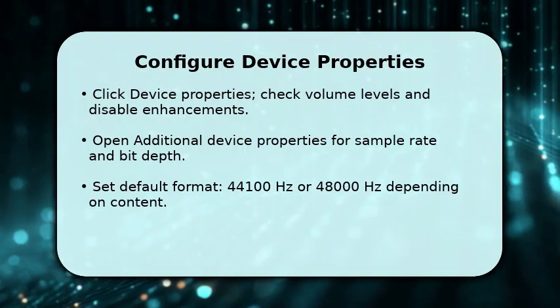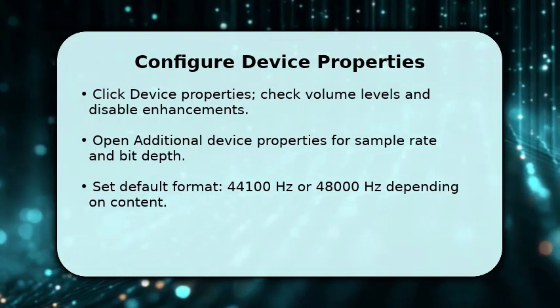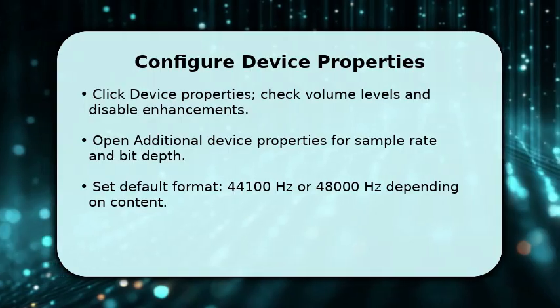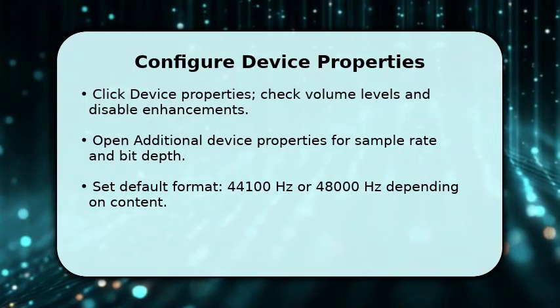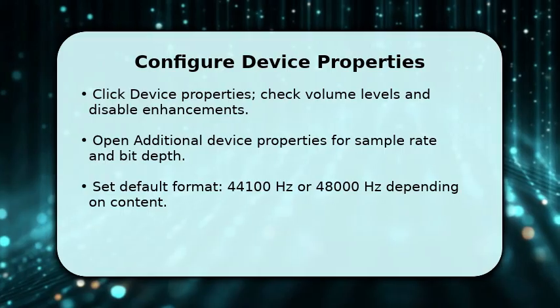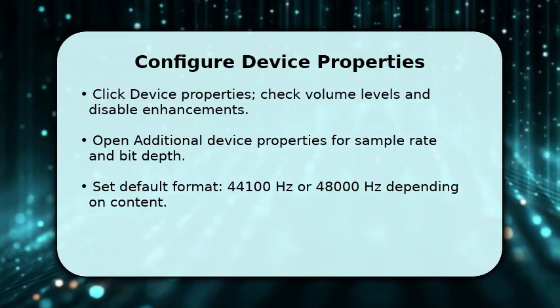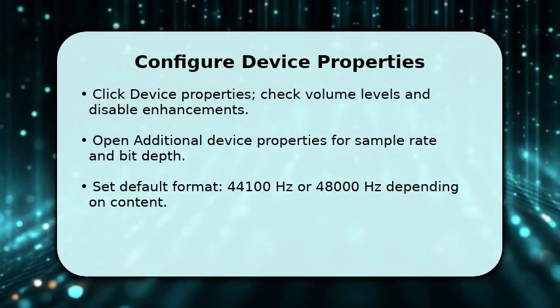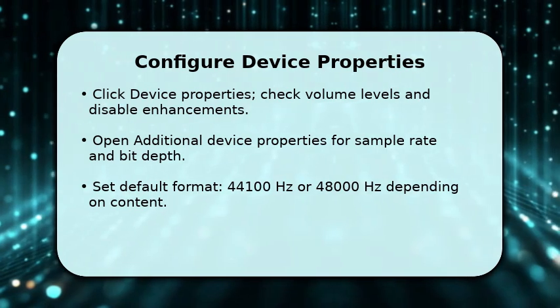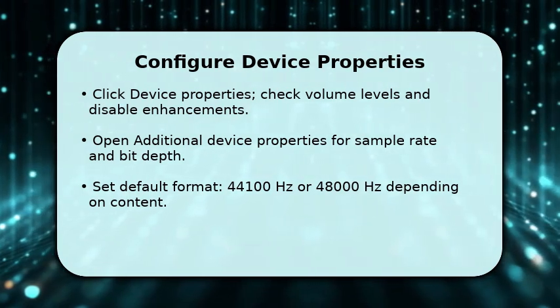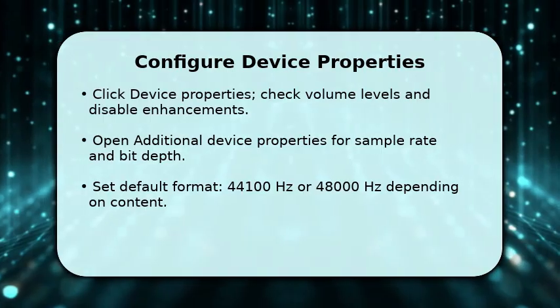Then open additional device properties and choose the default format, sample rate and bit depth, matching your content type. For music, use 44,100 Hz, for video, use 48,000 Hz. While here, test each change by playing audio and make adjustments iteratively to avoid overshooting the ideal settings.